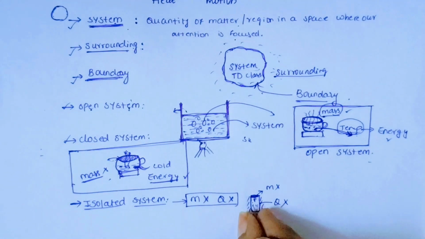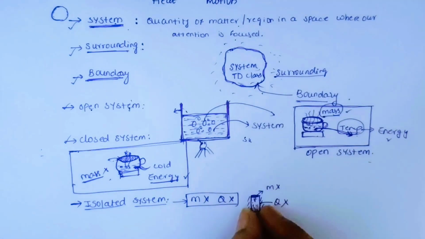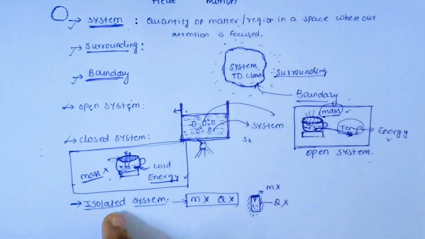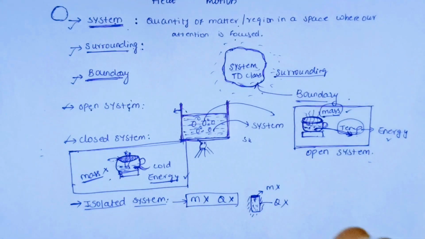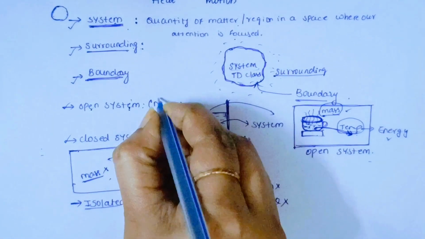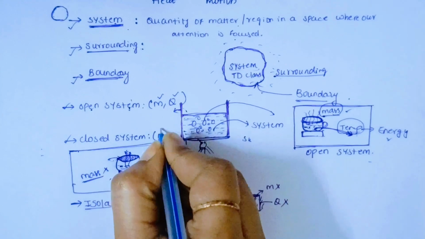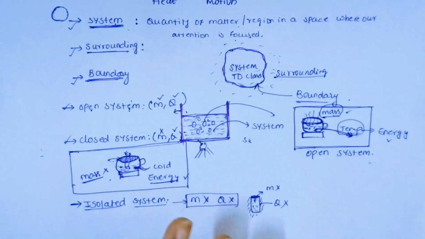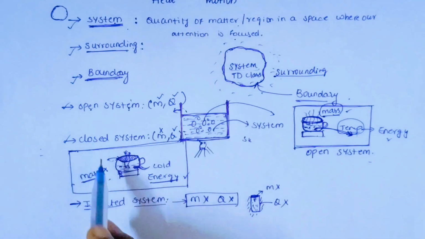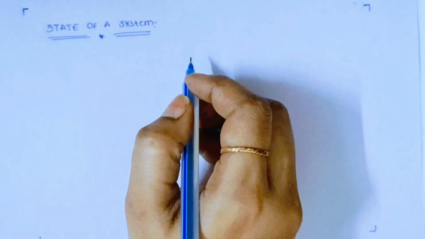So a perfectly insulated rigid container is a perfect example of an isolated system, meaning there is no mass transfer and no energy transfer. In an open system, mass transfer and energy transfer will occur. In a closed system, mass transfer won't occur but energy transfer will occur. Okay, in this way you can identify an open system, a closed system, and an isolated system.